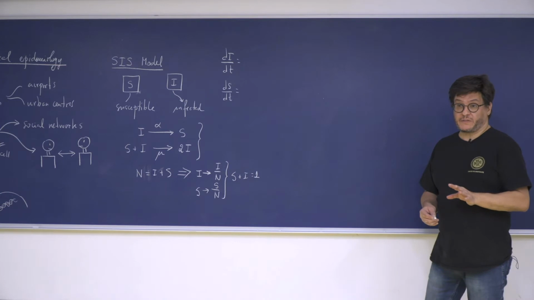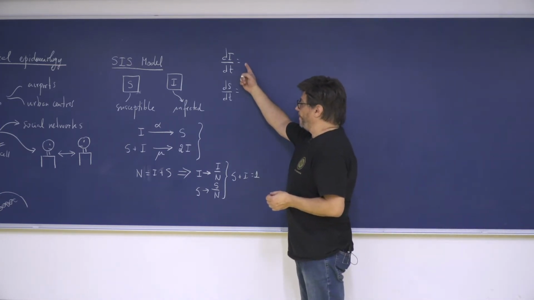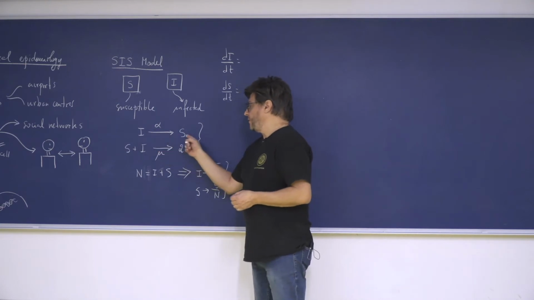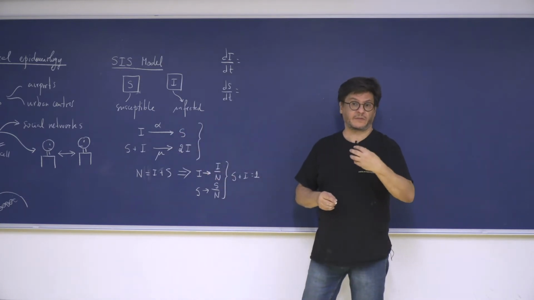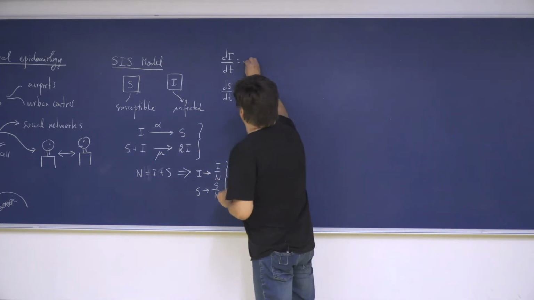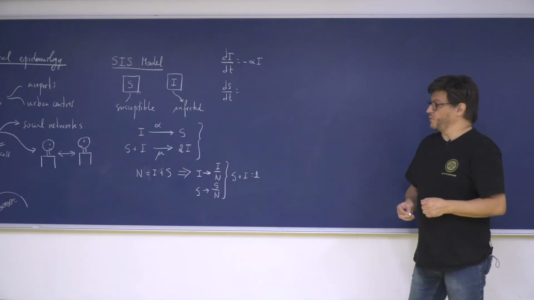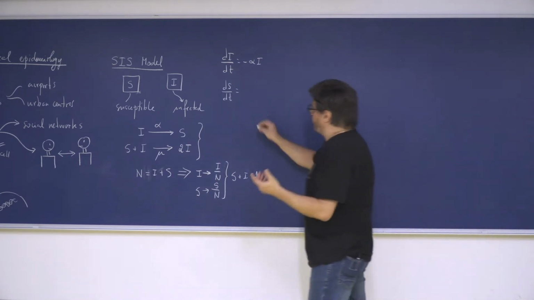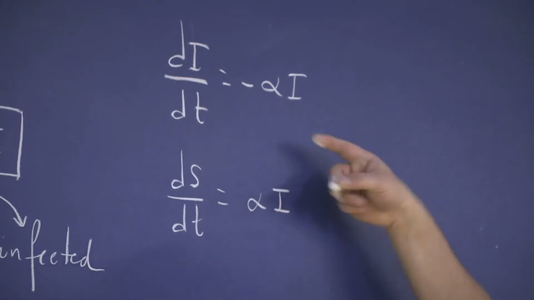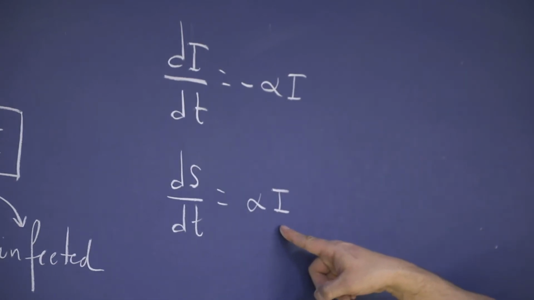One very simple process is decay. If I'm infected, I am back into the susceptible state with a rate, and since I'm losing infected individuals that become susceptible, this is going to be minus alpha I. And of course, where do these individuals go? They go into the other compartment. Each time one infected recovers, it goes here.